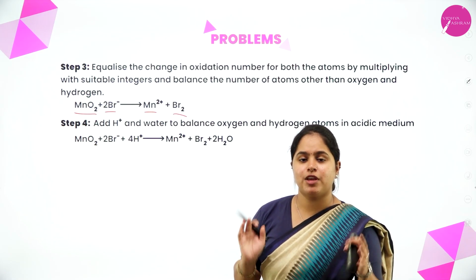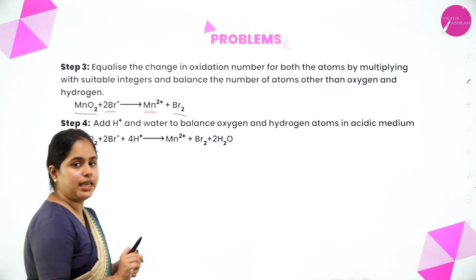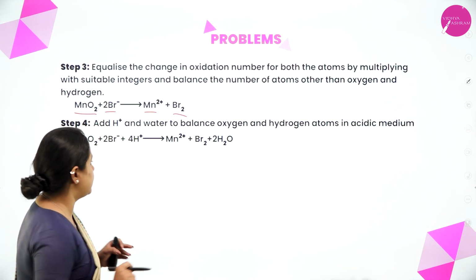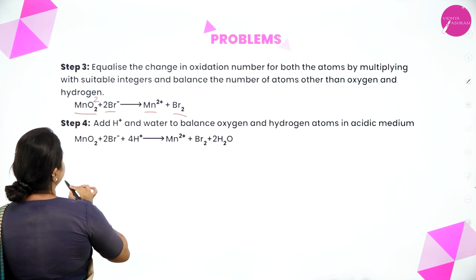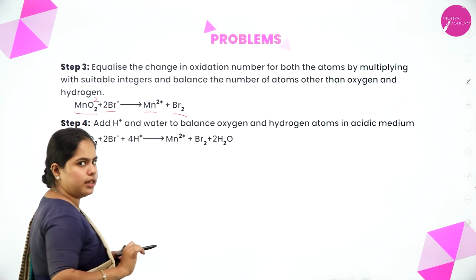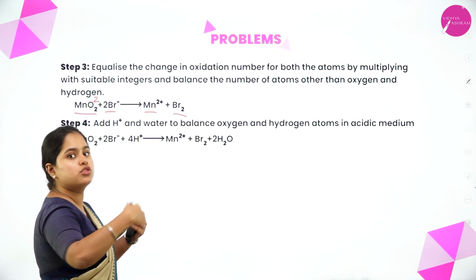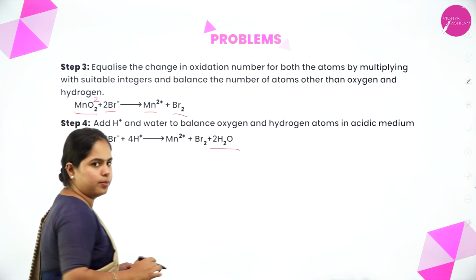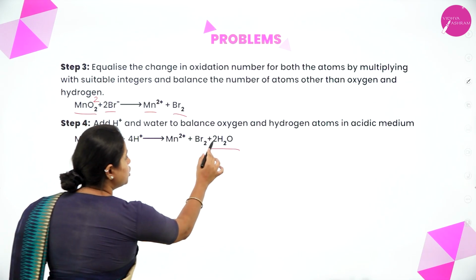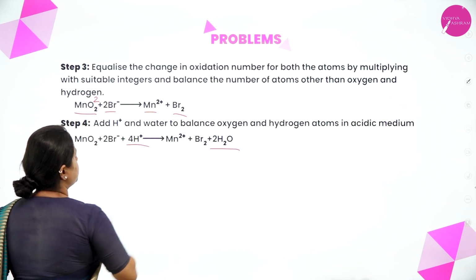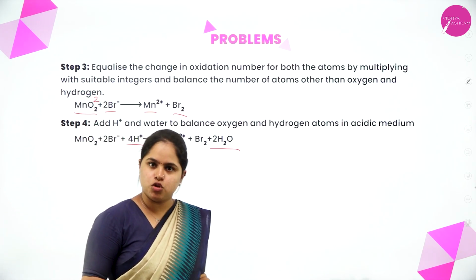Now what is the last step? We have to balance the number of oxygen and hydrogen atoms. So we have to see the number of oxygen atoms on either side. On this side you have 2, and here you don't have anything, it is 0. So you have to add 2 water molecules on the product side. If 2 molecules of water are added, how many H plus do I have to add on this side? 2 into 2, it is 4. So 4 H plus is added. So this is your balanced redox equation. I hope it is clear.